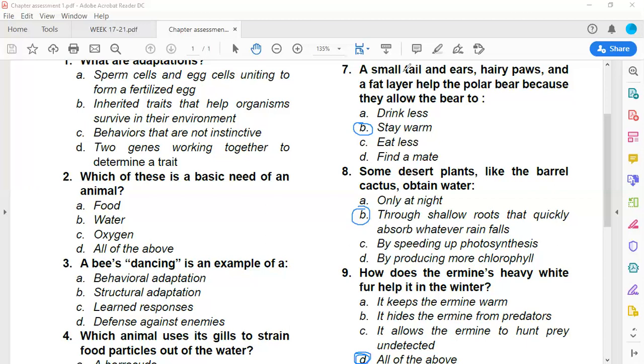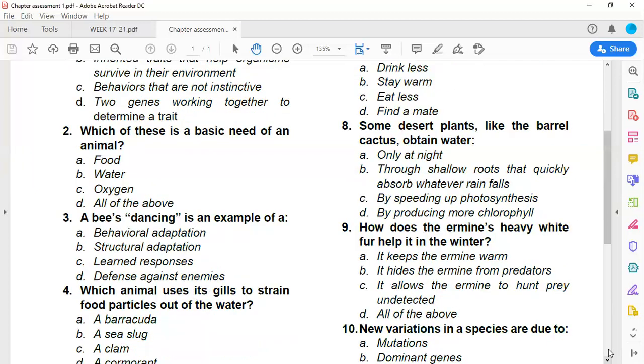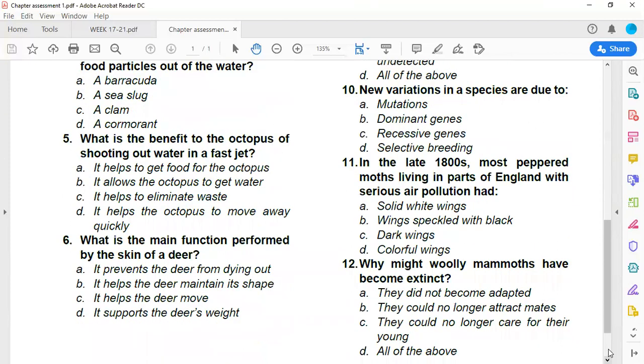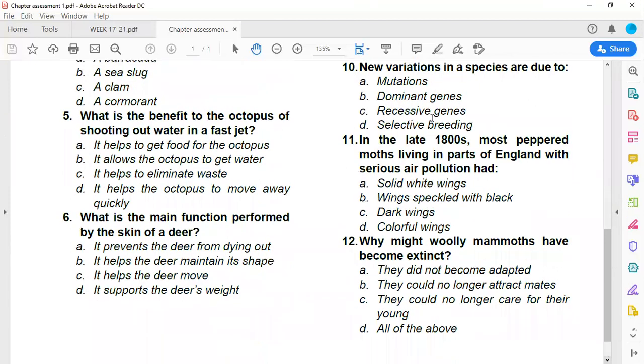All right. So we are almost at the end. Let me see. We are going to move to numbers 10, 11, and 12. Okay. Number 10 says new variations in a species are due to: letter A, mutations; letter B, dominant genes; letter C, recessive genes; letter D, selective breeding. Okay, so that is due to mutations. So it's going to be letter A over here.